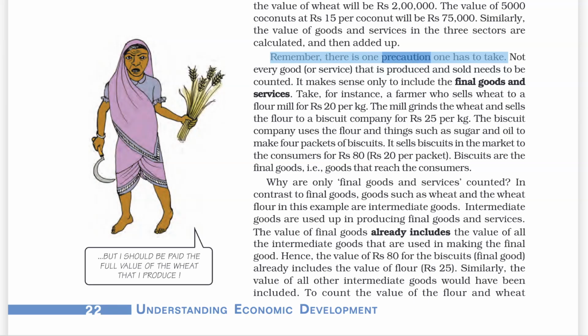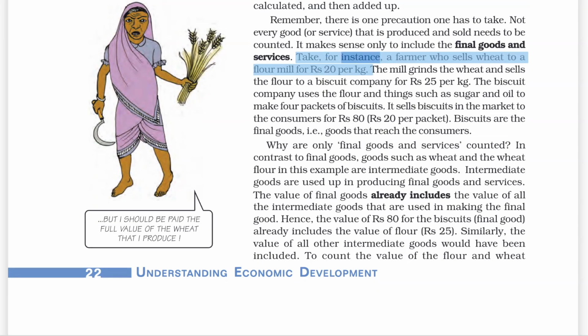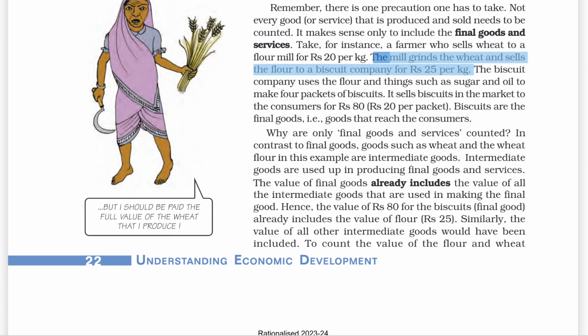Remember, there is one precaution one has to take. Not every good or service that is produced and sold needs to be counted. It makes sense only to include the final goods and services. Take, for instance, a farmer who sells wheat to a flour mill for 20 rupees per kilogram. The mill grinds the wheat and sells the flour to a biscuit company for 25 rupees per kilogram.